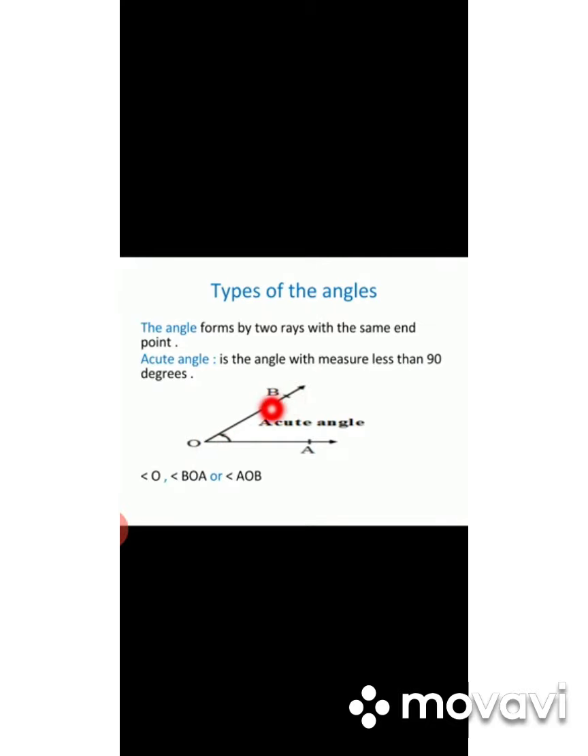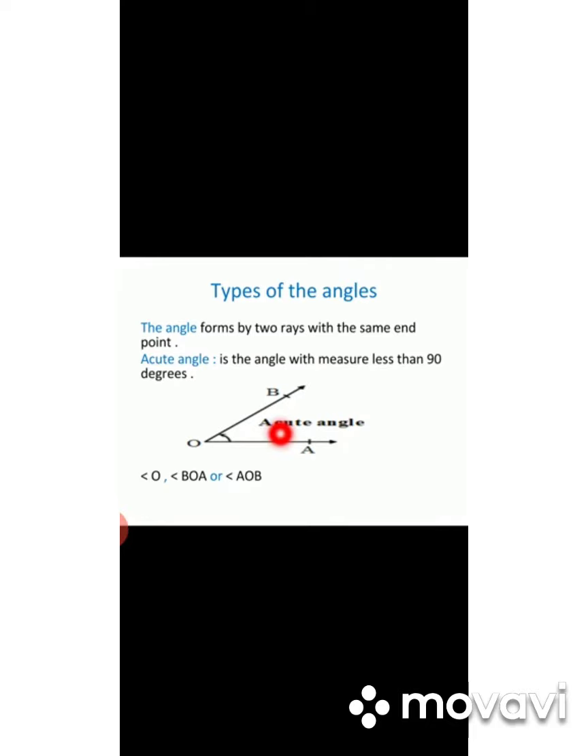So the angle is called angle O, or we can name it with three letters, the angle BOA, or the angle AOB. Pay attention. We can't name the angle BAO or ABO. Why? Because we should put the letter of the vertex in the middle of the name, okay? So the name of this angle is angle O with one letter, or angle AOB, or angle BOA.